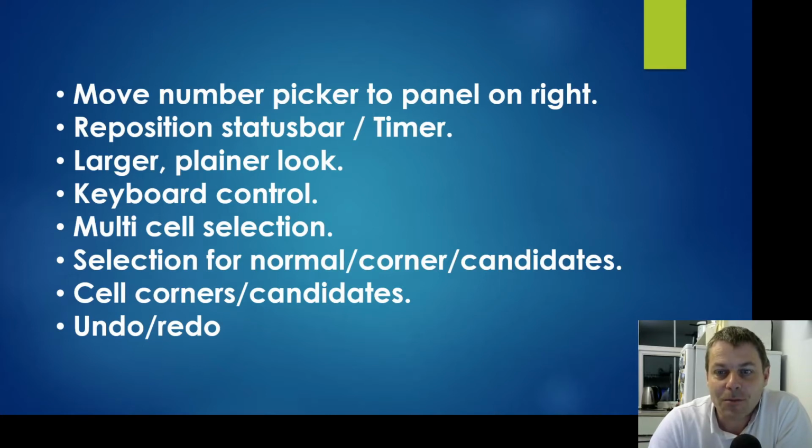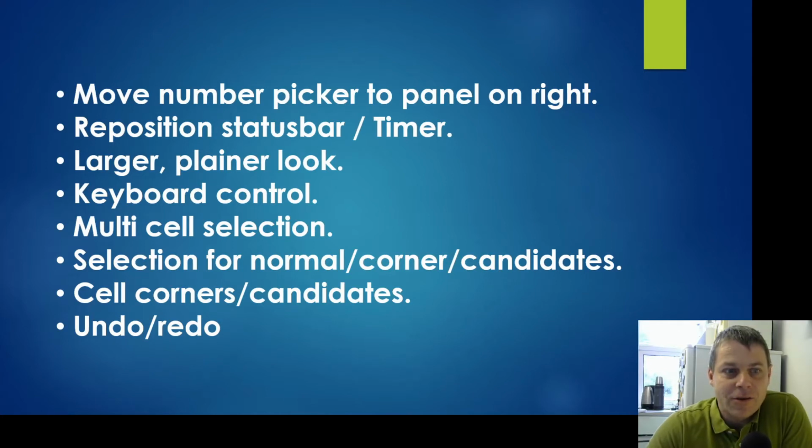I want to be able to do multi-cell selection, so if I hold down Control I want to be able to select multiple cells, or if I hold down Shift I want to be able to select whole rows or columns or sets of cells. Then I want to be able to select whether I'm putting in normal numbers, corner pencil marks or candidate pencil marks, and I want the cells to be able to cope with that. And then I want to add an undo and redo function. So let's get straight into this.